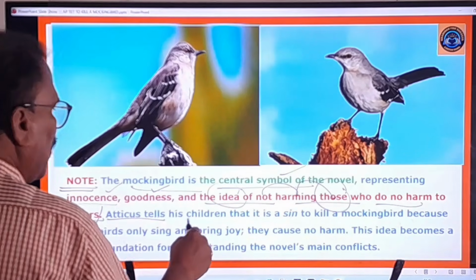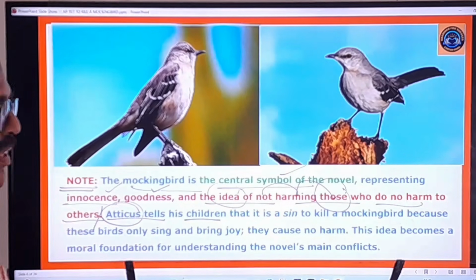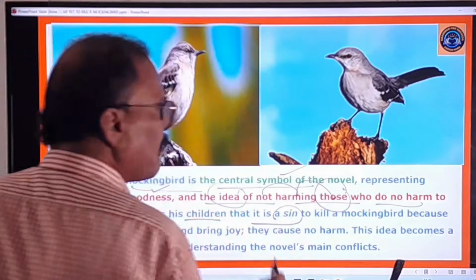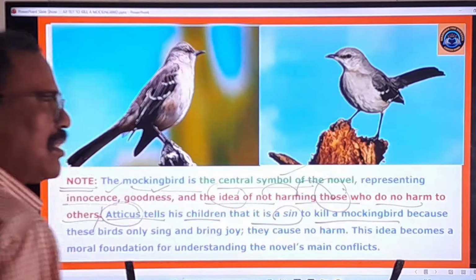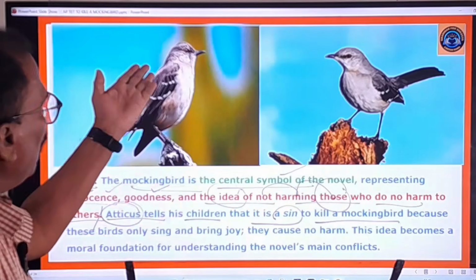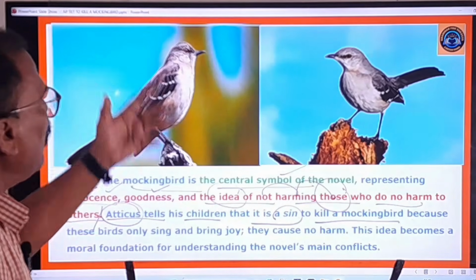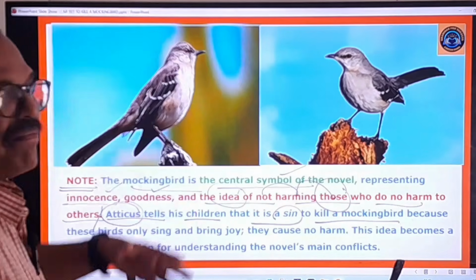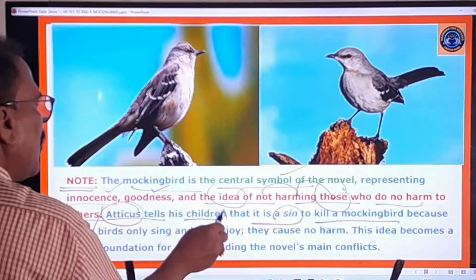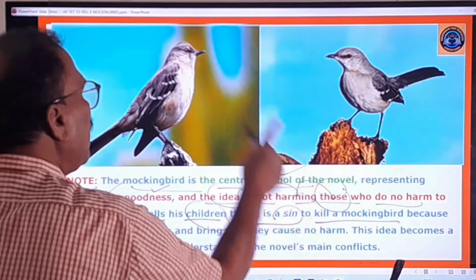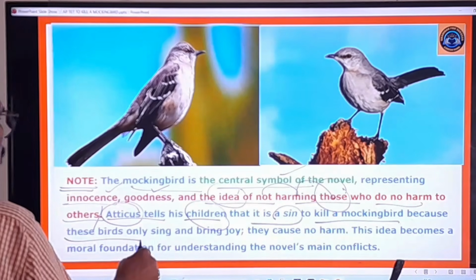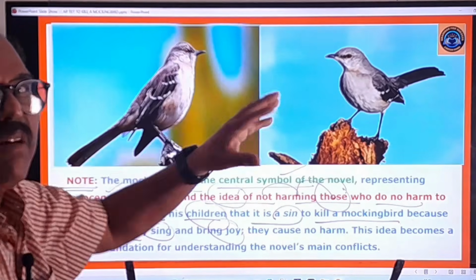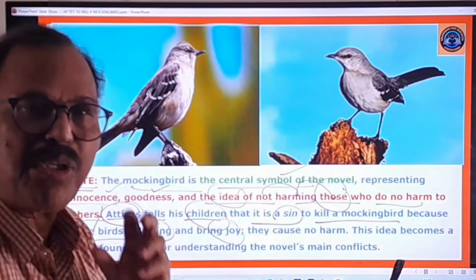Atticus Finch, you know very well, the lawyer, the leading character of this novel, tells his children that it is a sin to kill a mockingbird. See how innocent this bird is, how sweet this bird is, and if at all you kill this bird, it is really a big sin. Therefore, Atticus tells his children that it is a sin to kill a mockingbird because these birds only sing and bring joy. These innocent birds will only sing and bring joy to you.